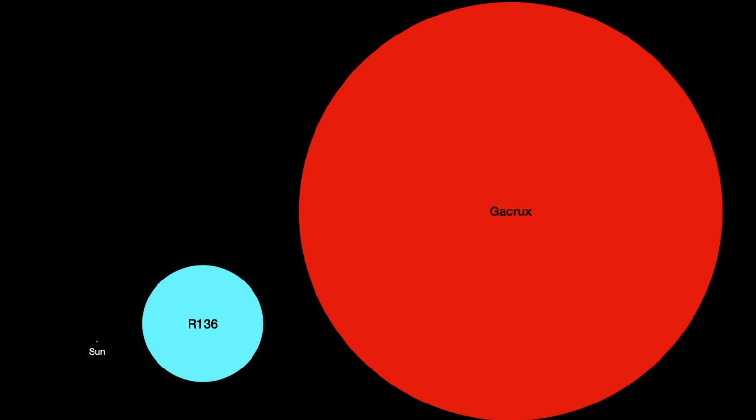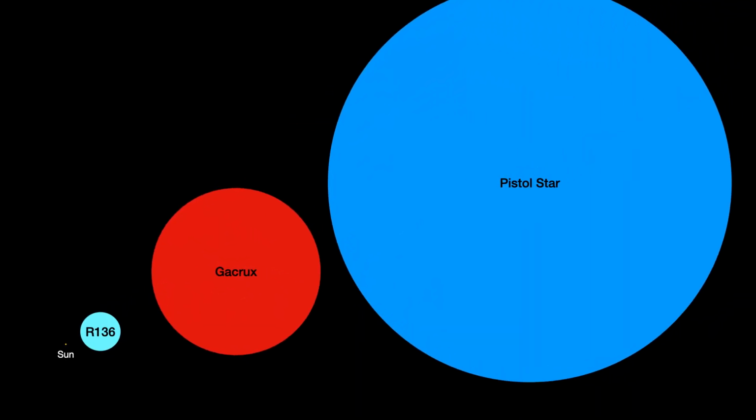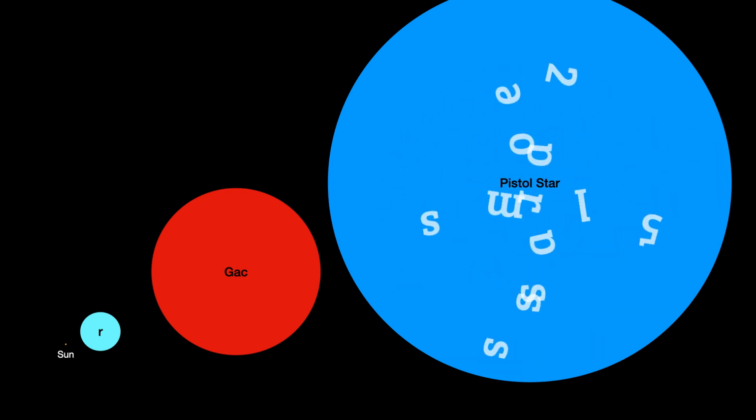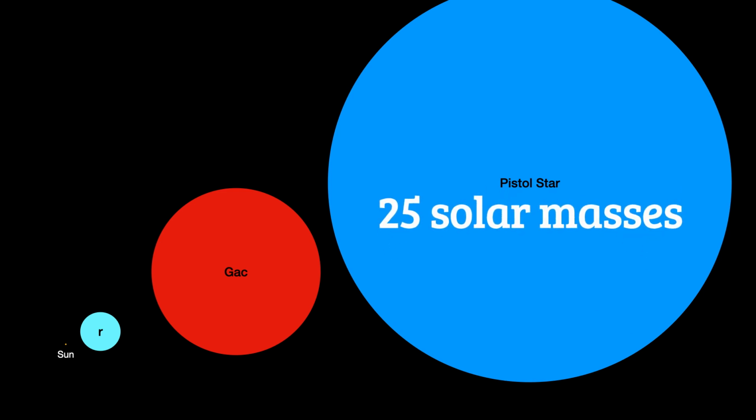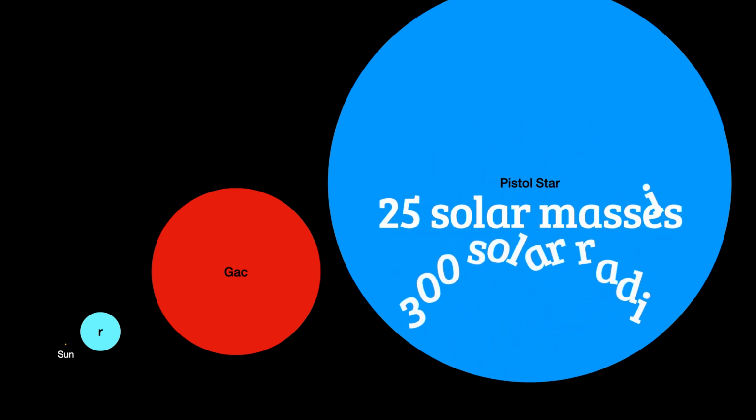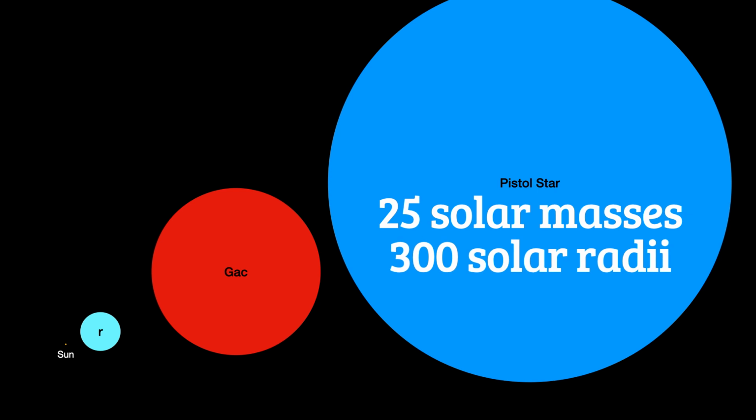It's called Pistol Star, and as you can see, there's our sun, a little dot there. So, Pistol Star is only about 25 solar masses, but about 300 times the radius of the sun, which is a lot. Okay, and if you think that's big, let's go to the bigger stars. This is a blue hypergiant.